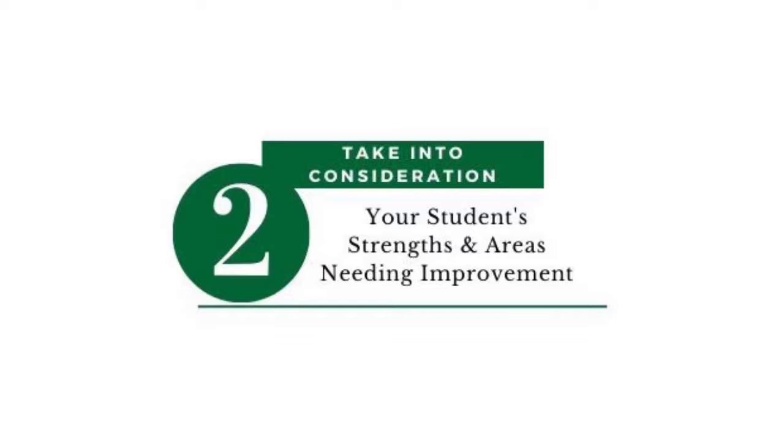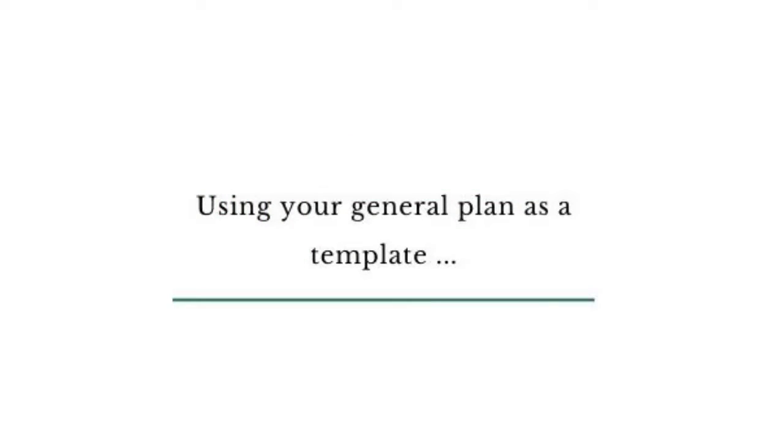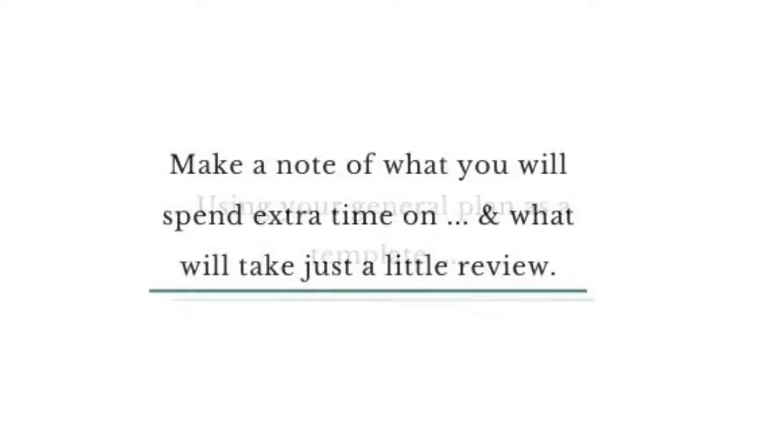2, take into consideration your students' strengths and their areas that need improvement. So using your general plan for each level, I want you to make a copy for each student at that level. It becomes your template. Then on each student's copy, make a note of what you will spend extra time on and what will take just a little bit of review. We want to make sure that lesson time is used on the things that are really needed.